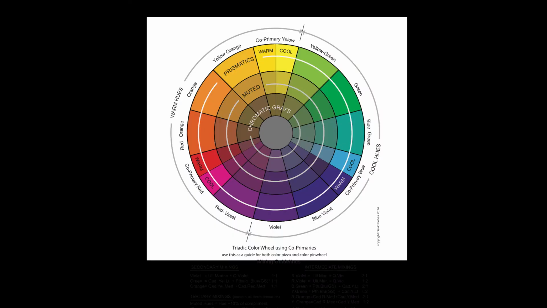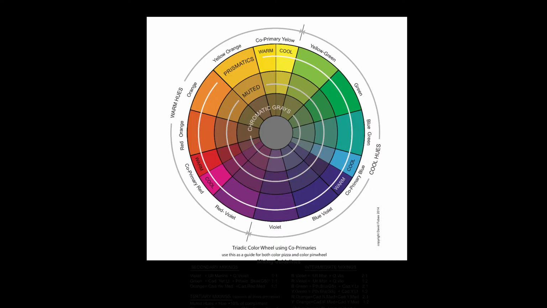This is a model that I created based on RYB, and in the class for years we used to do everything in RYB. But this is a little model. What's important about this is showing the three different steps: the prismatic, the muted, and the chromatic grays.